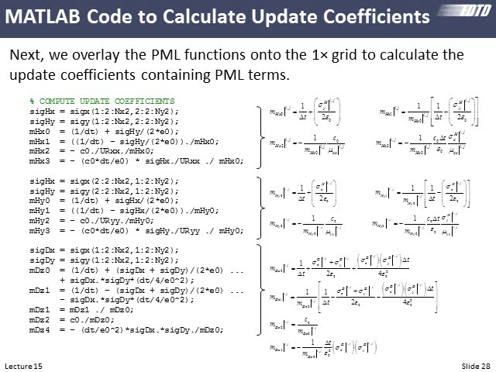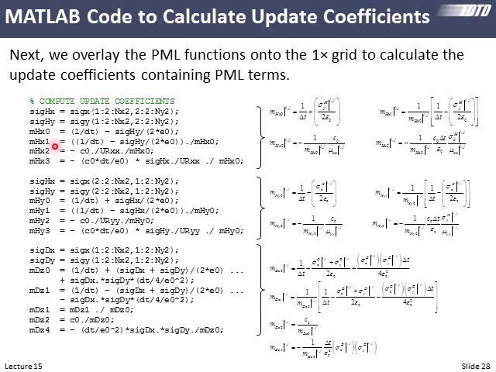Now that we have the sigma terms, the next step is calculating the update coefficients. So on the right, I'm showing the analytical equations for the update coefficients, and on the left is the corresponding MATLAB code that calculates these. Remember, sig x and sig y are on the 2x grid. These update coefficients are on our Yee grid or the 1x grid. So we need to sort of parse down the 2x grid parameters to the 1x grid.